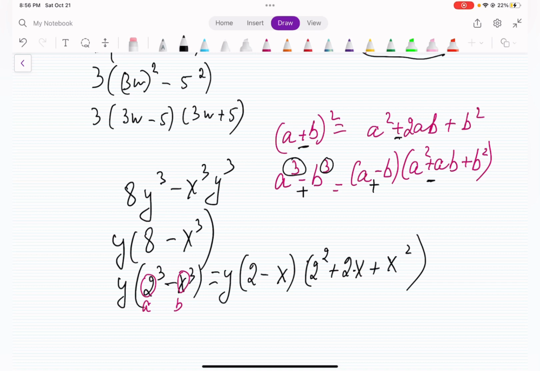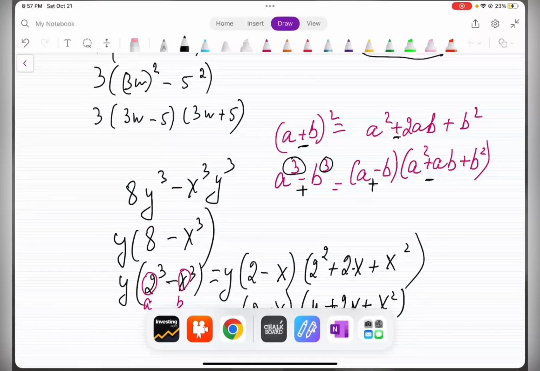Let me write down this so I can move. So y times 2 minus x, okay, I have 2 squared. Let me open that one also. Y times 2 minus x, it's going to be 4 plus 2x plus x squared. All right, so we are moving to place the answer.